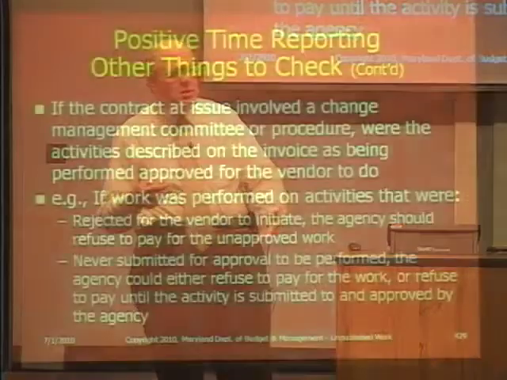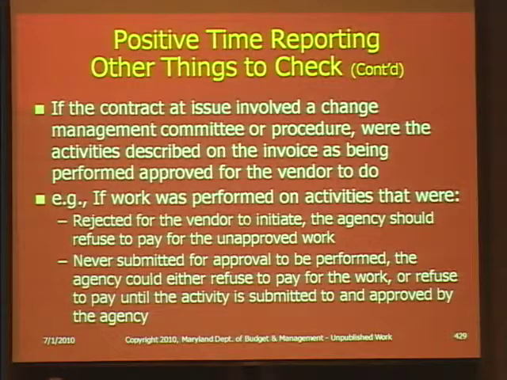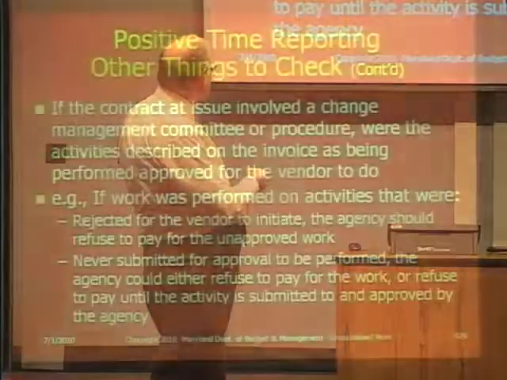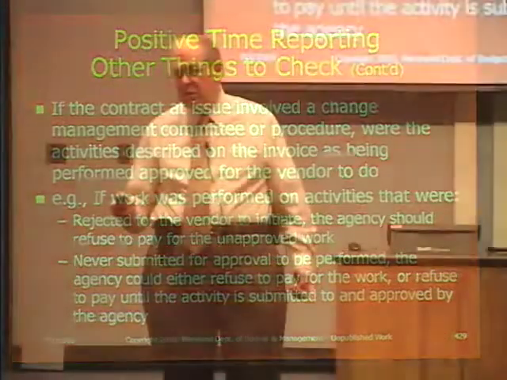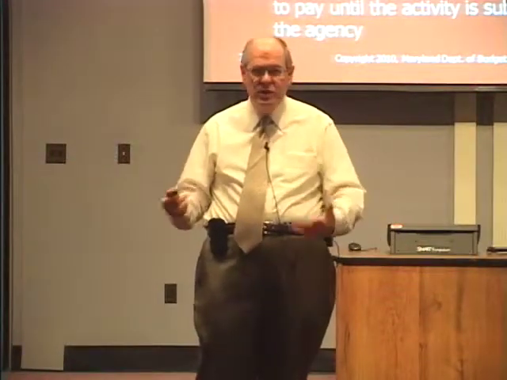So if the contractor submits a bill, and with the bill they identify personnel and they identify what those personnel were doing, if it is determined by comparing that against the change management procedure that they were not approved to do that activity, then it's the same thing as if they're using personnel that weren't approved. If the work was performed in activities that were rejected, in other words, the vendor said they thought they should do it and we rejected it, we don't pay them. For any work done on an activity the change management committee or whoever was appropriate rejected, you don't pay.